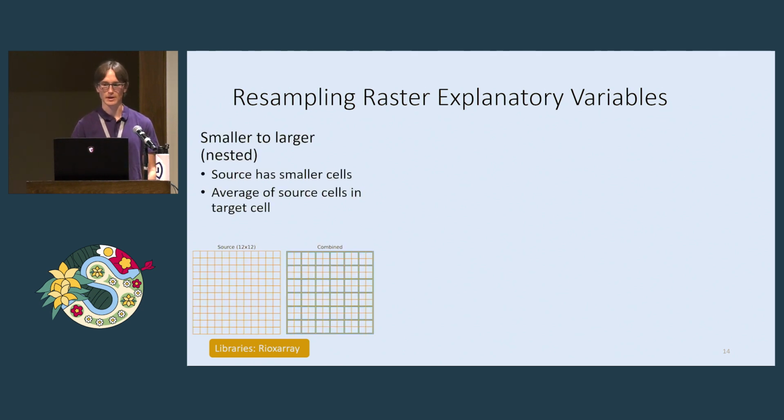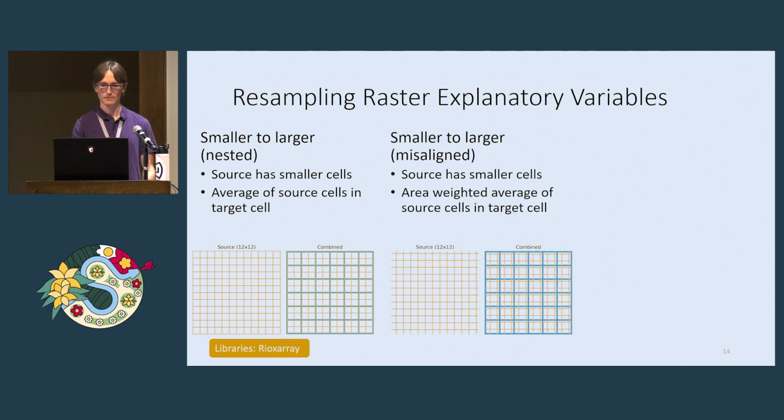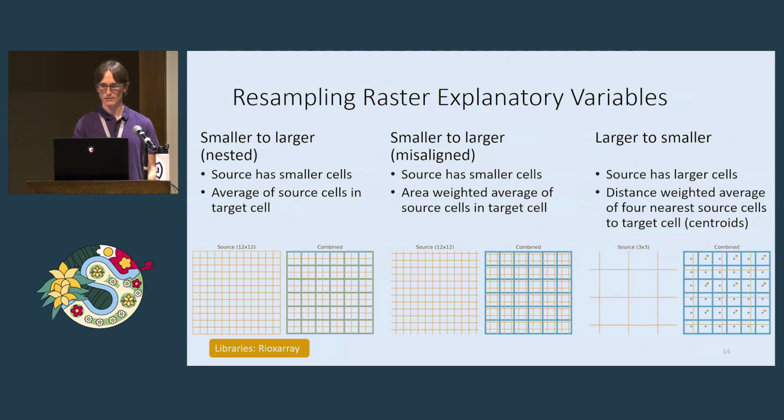So if the source and target rasters are already aligned, then you only need to aggregate from smaller to larger cells, and that's a simple average of the source cells. But if the source and target rasters are not aligned, then during the aggregation process, an area-weighted average of the source cells is used instead of a simple average. And then when going from larger to smaller cells, as in the case of our PRISM data, bilinear interpolation is used to estimate new values of each target cell based on the distance-weighted average of the 4 nearest source cells.